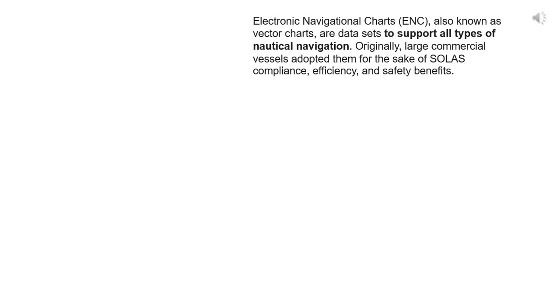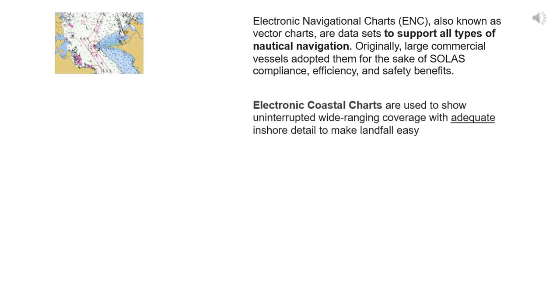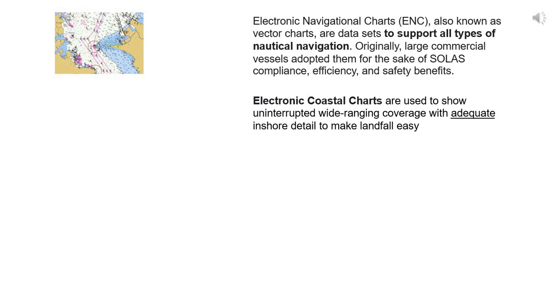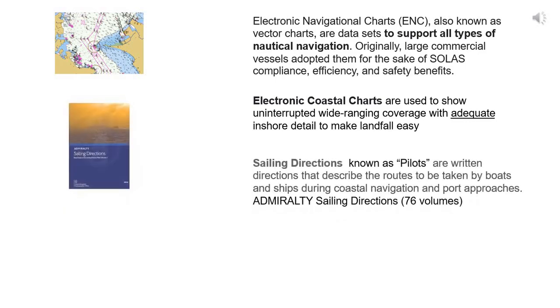Electronic navigational charts, ENC, also known as vector charts, are data sets to support all types of nautical navigation. Originally, large commercial vessels adopted them for the sake of SOLAS compliance, efficiency, and safety benefits. Electronic coastal charts are used to show uninterrupted wide-ranging coverage with adequate inshore detail to make landfall easy. Sailing directions, known as pilots, are written directions that describe the routes to be taken by boats and ships during coastal navigation and port approaches.